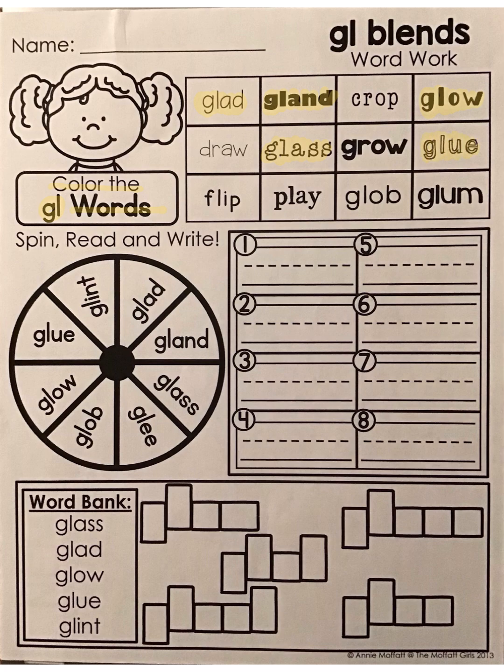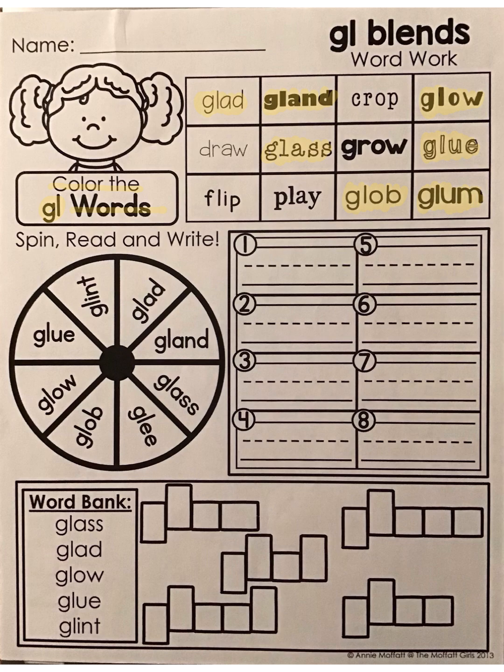Then we have flip. Do you see GL in flip? No, we don't. We're going to skip it. Play is next. Do you see the GL blend in play? Not there. Leave it blank. Next word is glob. Do you see the GL blend in glob? Yes, we do. So we're going to color the word glob because it has GL. Last word is glum. I see GL in glum. So I'm going to color it.